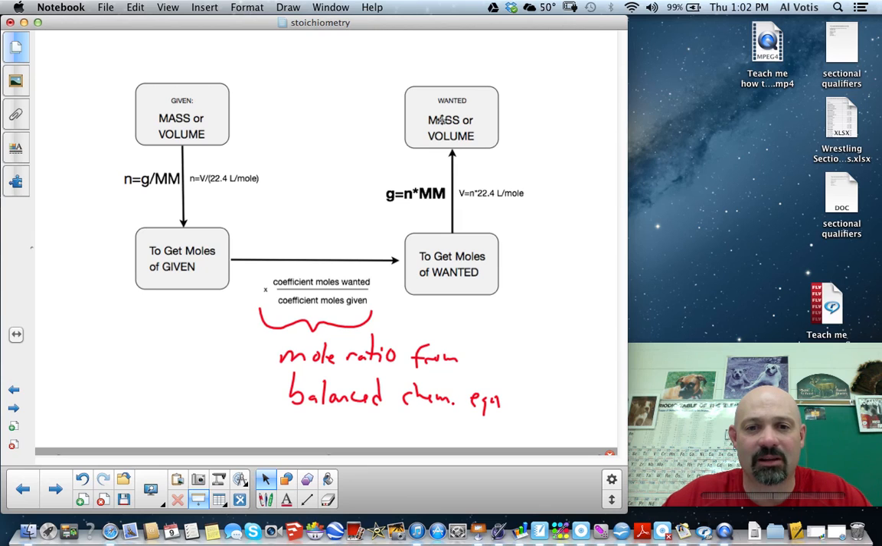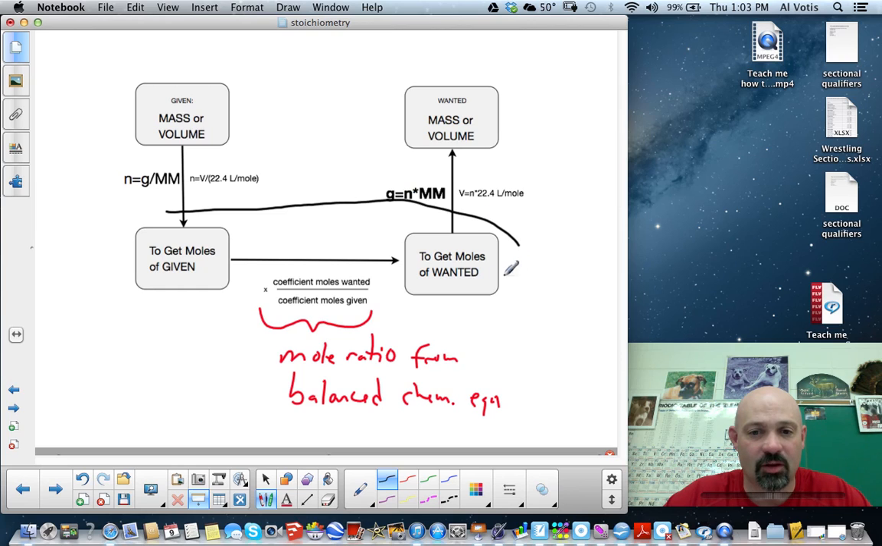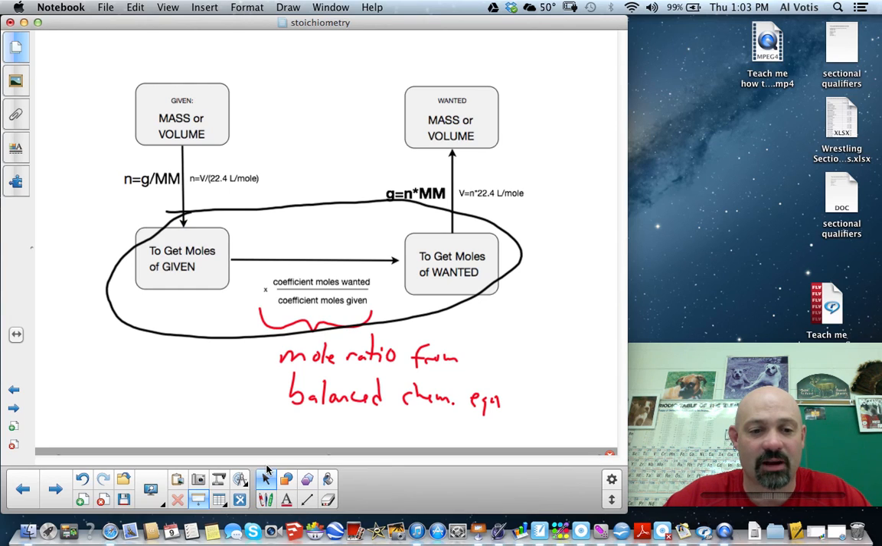If not, how do we get to our wanted quantity, whether it's mass or volume? Grams is moles times molar mass, or volume is moles times 22.4 liters per mole. Very simple. It goes pretty quickly. But the whole key is realizing what's happening in this section right there. We have to know how many moles we have, because then we can use our balanced equation to find out how much of our unknown substance we have. So we switch to moles, then we can switch back to any given quantity by those couple of equations.